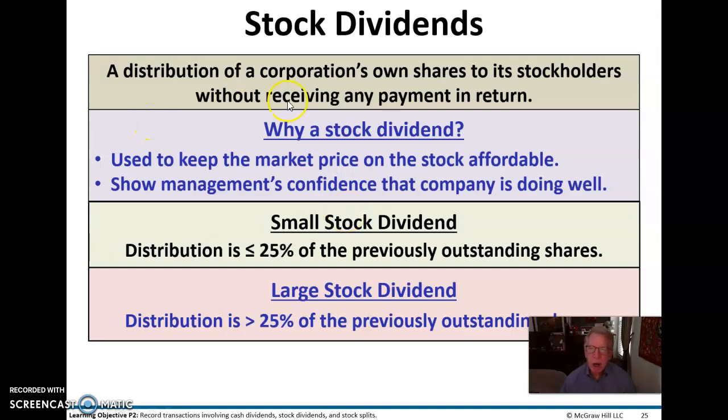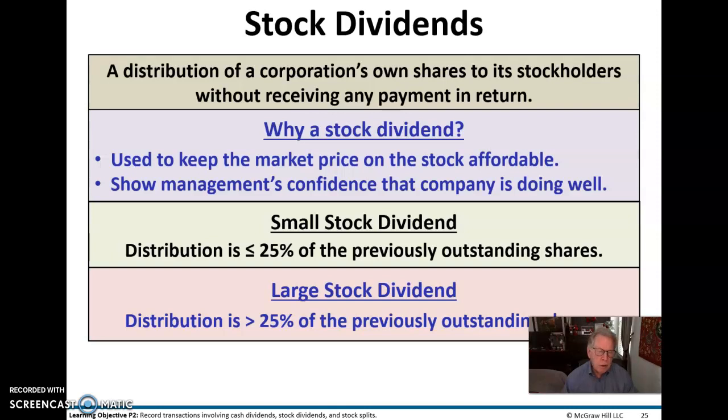Stock dividends are an interesting occurrence from time to time. All we're doing here is issuing some shares to our existing stockholder base. And why would we want to do that? The more shares you have outstanding, the lower your stock price is going to be, so you want to keep the price of your stock affordable. So we issue some stock, it dilutes the earnings per share, and it also reduces the price per share.